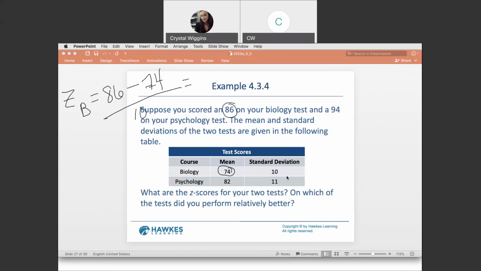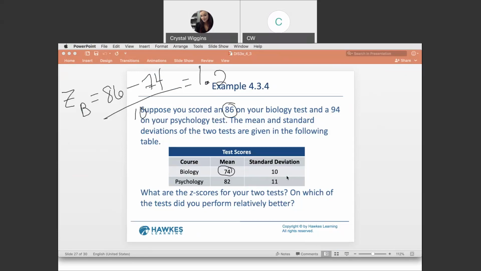So if we enter this into our calculator, and we enter 86 minus 74 divided by 10, we get a z-score of 1.2. And it's positive, so what we can interpret is that it is above average, and it's a typical score. An 86 is not unusual. I'm right in the range of everyone else. How do I know that? Because the z-score is within 2 standard deviations.